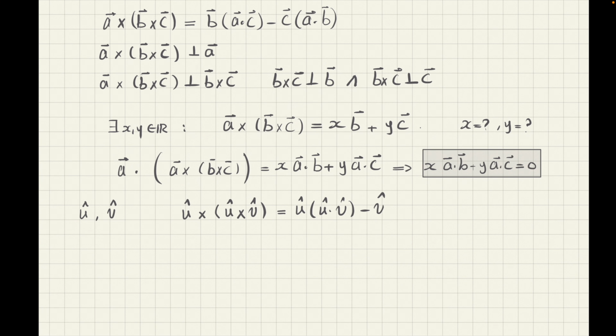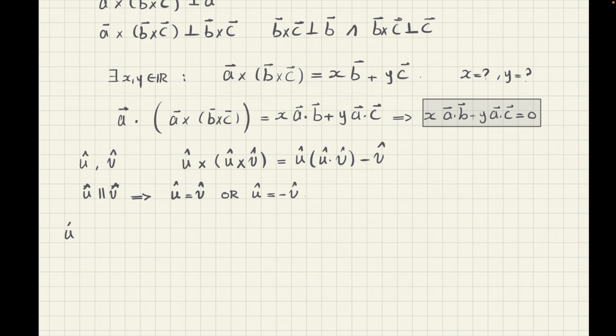Okay, I consider two cases. One case is that u is parallel to v, and I will show that in this case the left-hand side is equal to the right-hand side. Sorry, these are unit vectors. If u is parallel to v, and because u and v are unit vectors, then I have two possibilities. Either vector u is exactly equal to vector v, or vector u is opposite to vector v. Okay, what happens if u is parallel to v?